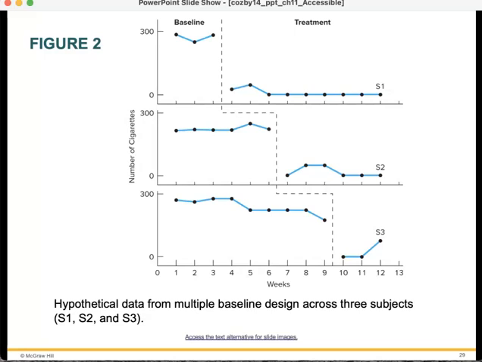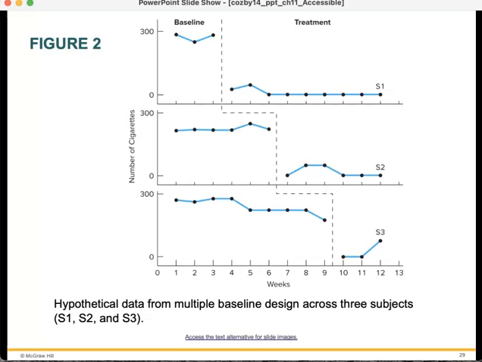Here, figure 2 shows data from a hypothetical smoking reduction experiment with 3 subjects. I want you to notice that the introduction of the manipulation was followed by a change in behavior for each subject. Because this change occurred across all individuals and the manipulation was introduced at a different time for each subject, we can rule out explanations that are based on chance or historical events. You can see that the change happens at a different time, just as the treatment is given at different times as well.